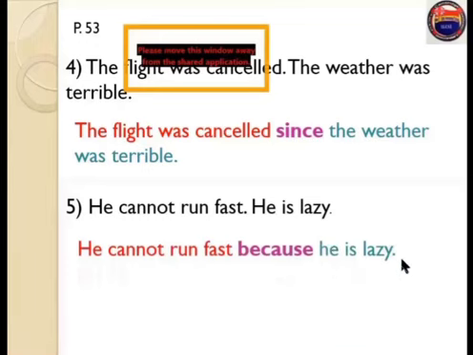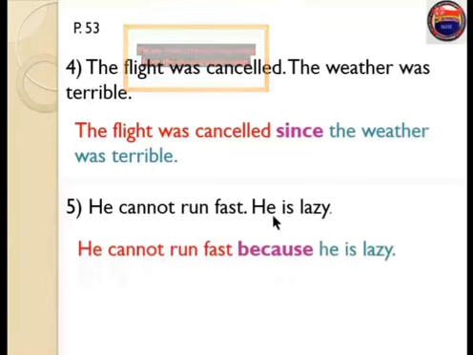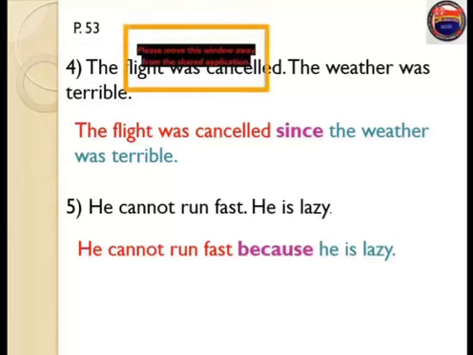But I want to ask you a question here. What if we have here, instead of he is lazy, for his laziness, for example, we have a noun. So what are we going to use here? He cannot run fast, that's his laziness. Yes, due to, excellent Meher, Mazen, and Farah. So we can say he cannot run fast due to his laziness, or owing to his laziness.